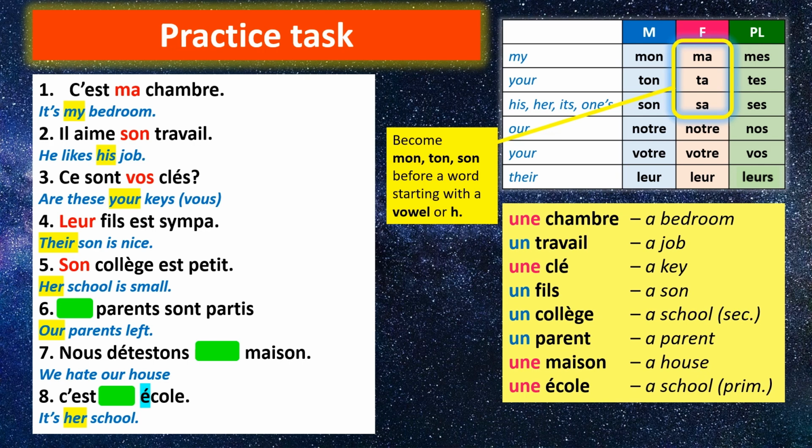Numéro 6. Our parents. More than one. Nos parents. We ate our house. Notre maison. And then the last one, c'est son école. I know the word école is feminine, but because it starts with an E and it's a vowel, we're going to put son école because it's easier to pronounce.